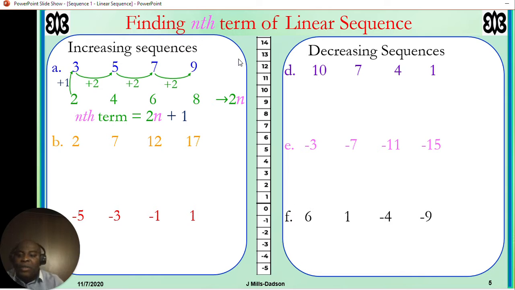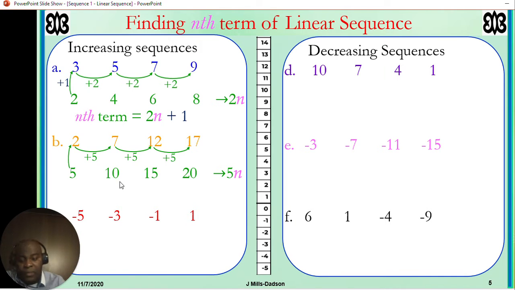Let's look at the second one. We find the rule is plus 5, which means the sequence has an aspect of multiples of 5 in it. So let's list multiples of 5. And multiples of 5 is simply 5n. We compare the first term. 5, we want to get to 2. 5 to 2, we need to take away 3. So therefore, the formula for the original sequence is 5n minus 3. Now let's look at the third one.